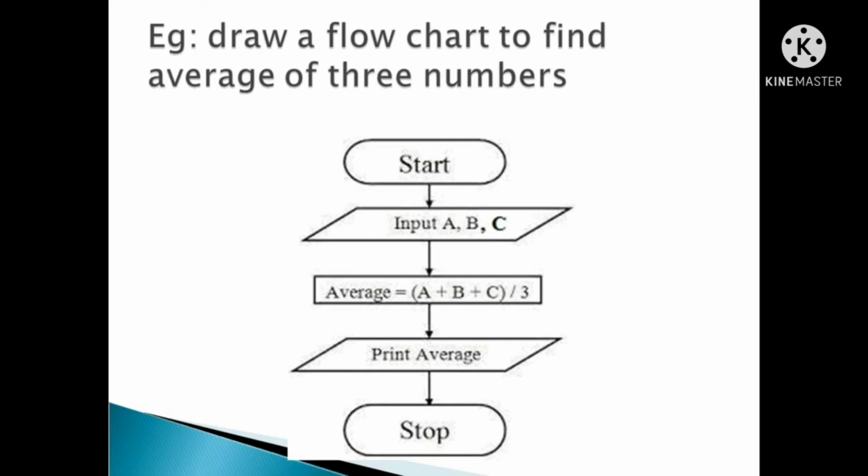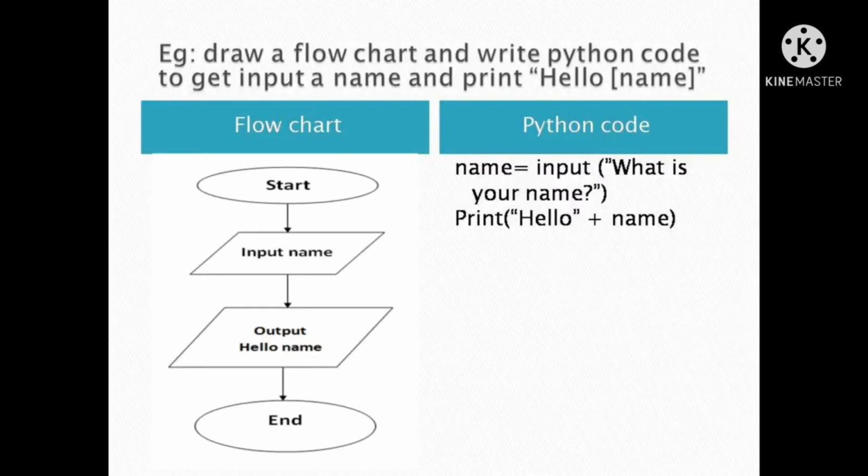Average equal to A plus B plus C divided by 3. Next we want to give output. That output is written in a parallelogram as print average. After that, we want to stop the execution. That stop we write in the oval shape. Did you get everything clearly? Here is another flowchart example.